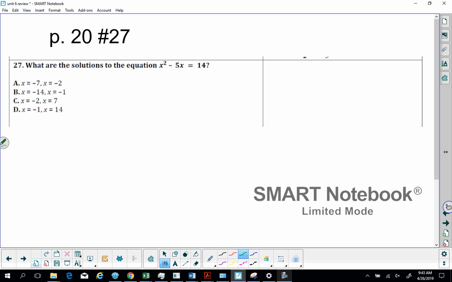Standard form, yeah. So to get it into standard form, that means I want everything on one side. What do I need to move? Tristan? The 14. The way I move that is by subtracting. So you subtract 14 from both sides, and you get x squared minus 5x minus 14. Now you can type it in the table.